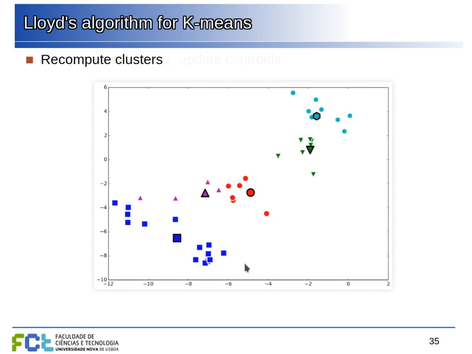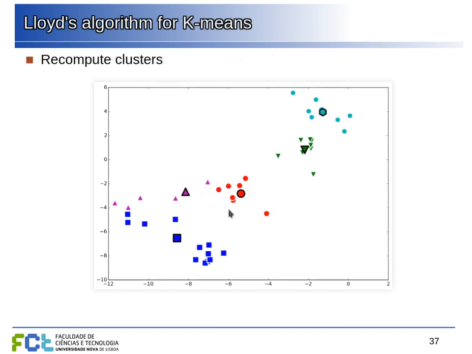So once we do this, we now recompute the clusters. And since the centroids moved, the points are now assigned to different clusters. For example, these triangles here that were assigned initially to the triangle cluster now are assigned to the circle cluster. So since there were changes in the membership of the points, the mean point for each cluster is now different, so we need to update again the position of the centroids.